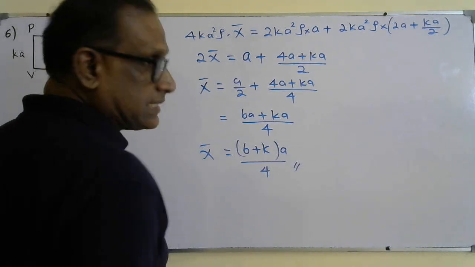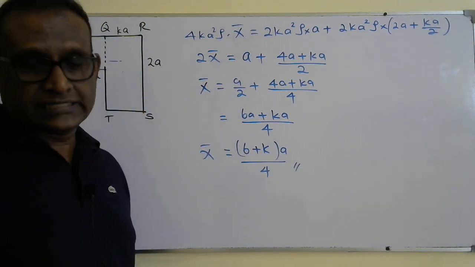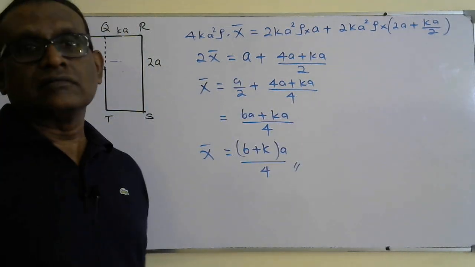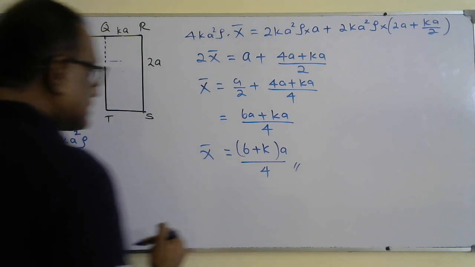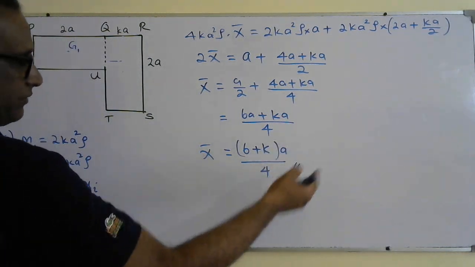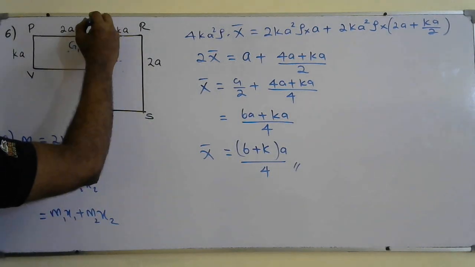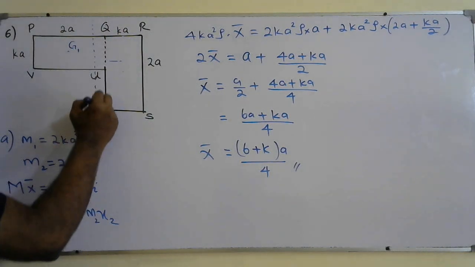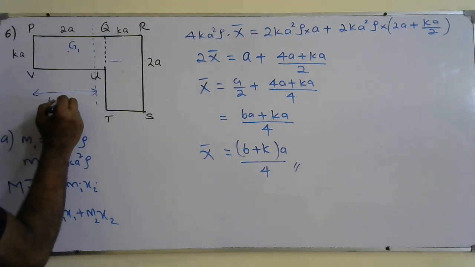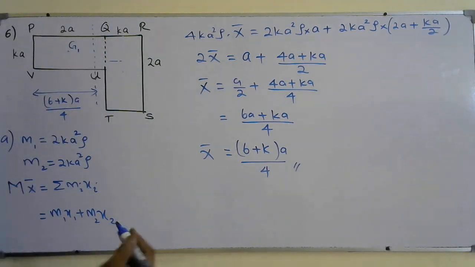Okay. So this is the answer for the first part. We don't know the actual point. I explained it in the first question, go through it. We don't know the actual point of the center of mass. We know the distance of the center of mass from K. Somewhere, if I know the value of K, we don't know, but it will be somewhere here. The center of mass of this system is somewhere here at a distance along this line, which is at a distance of (6 plus K) A over 4. Somewhere on this line, we don't know.